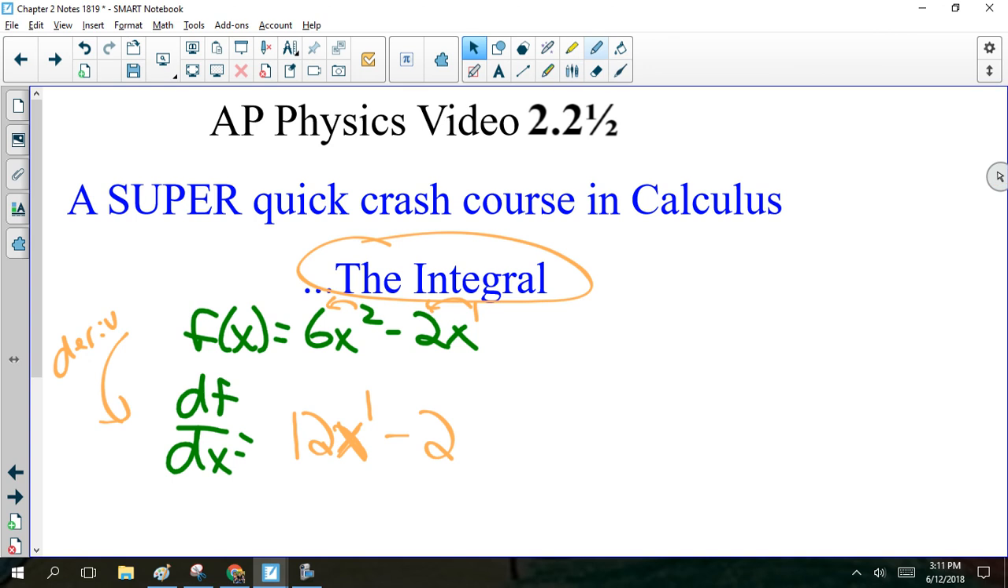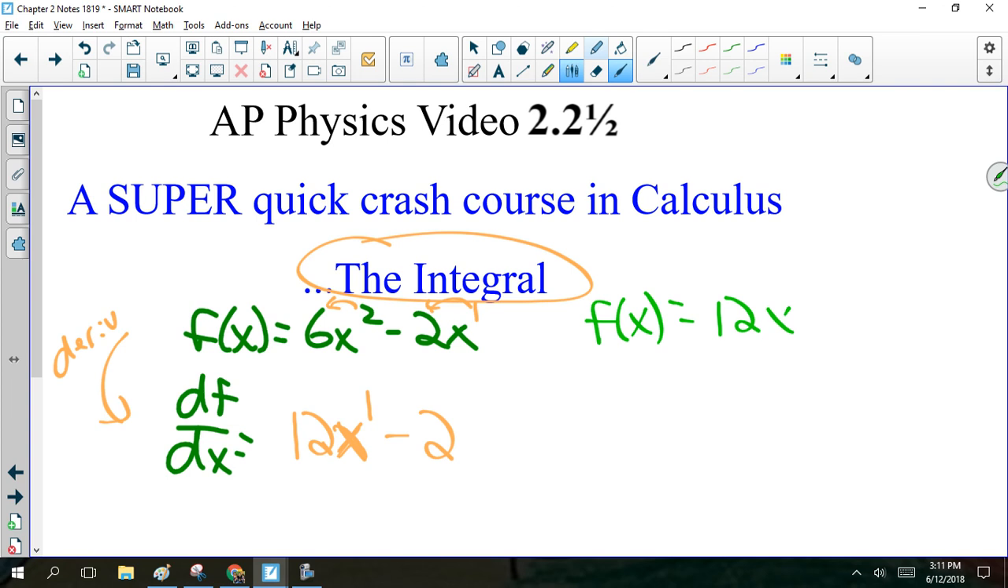Taking an integral, you're going the opposite way. So what we would do is say f of x is 12x minus 2, and when you take the integral, it gives you the integral of f of x. Notice the notation here. To make an integral symbol, it's sort of like a long stretched out letter s. That symbol is the symbol for integral. It is meant to be tall. So the integral of f of x with respect to x.